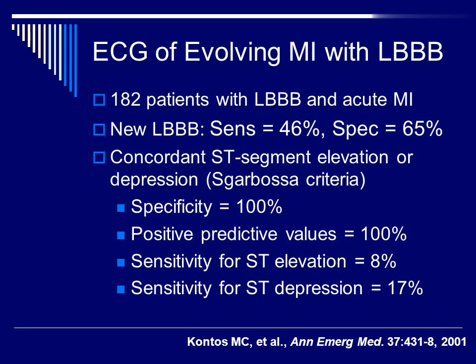Of patients with acute MI and LBBB, only in 46% of them was the LBBB new from their MI. Conversely, only 65% of patients with new LBBB actually had MI. So, if we treated everyone with new LBBB and chest pain, we'd treat 35% unnecessarily. If we only treated new LBBB, we'd miss treating 54% of patients who needed it. Shlipak MG, et al., Annals of Emergency Medicine, 37:431-8, 2001.